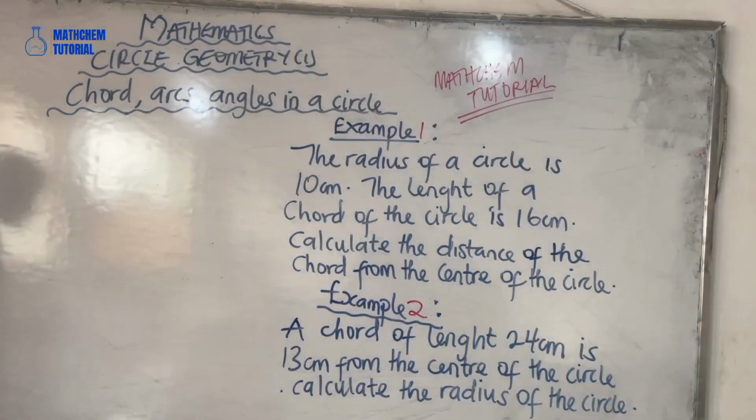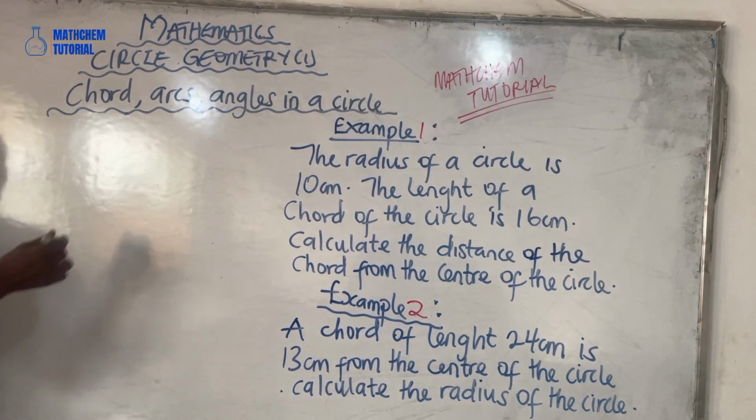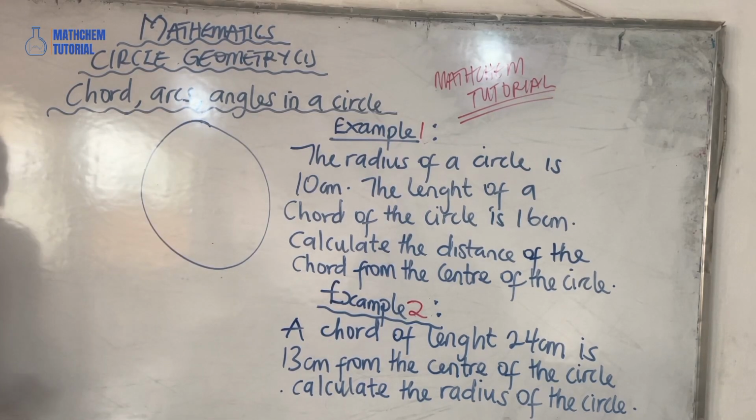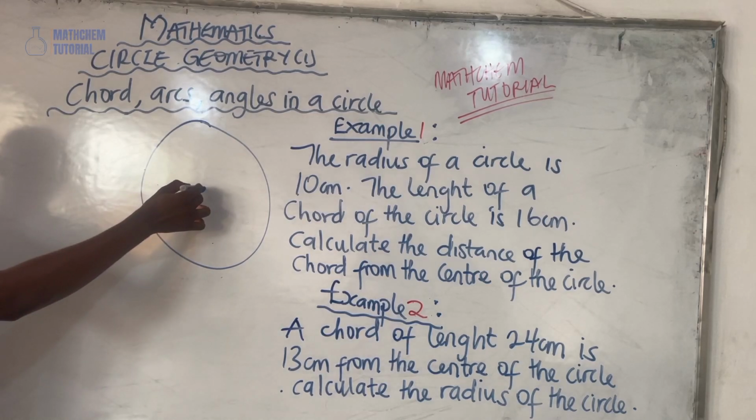Now let's go to example 1. This example 1 says the radius of a circle is 10 centimeters. The length of a chord of the circle is 16 centimeters. Then we have to calculate the distance of the chord from the center of the circle. So let's firstly draw our circle. I'm answering example 1. So this is a circle, and a circle will definitely have a center. So this is the center.